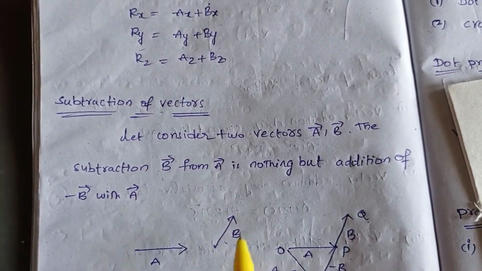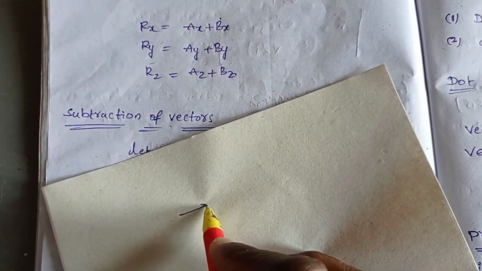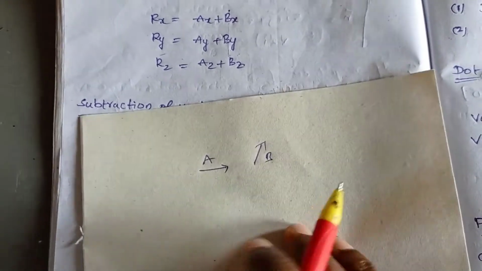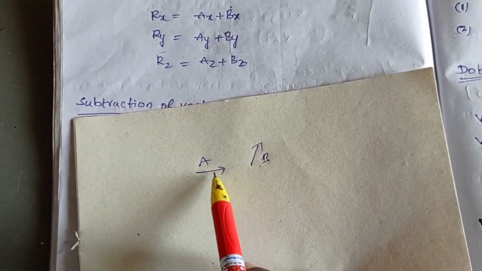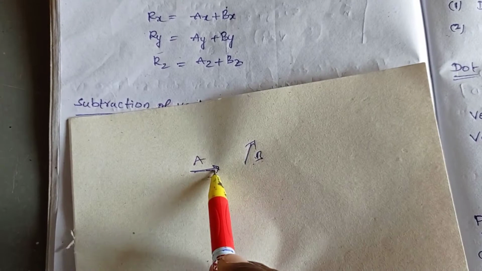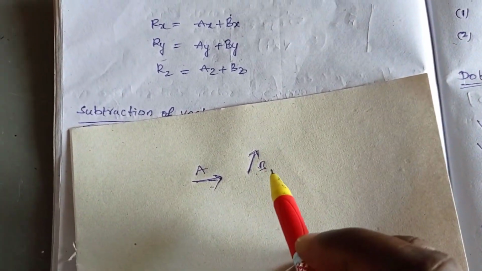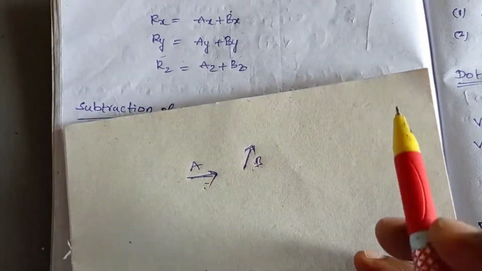Suppose we take, see here, this is vector A, this is vector B. These two vectors are lying in a plane, in different directions. This vector A is in this direction, this vector B is in this direction. Suppose we want to subtract vector B from vector A.